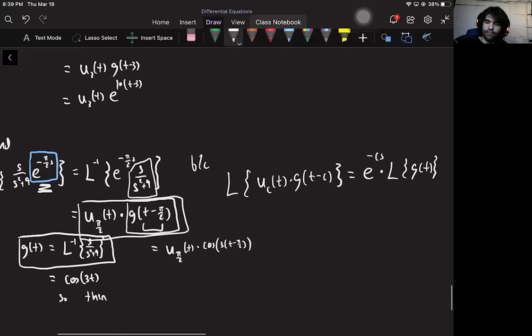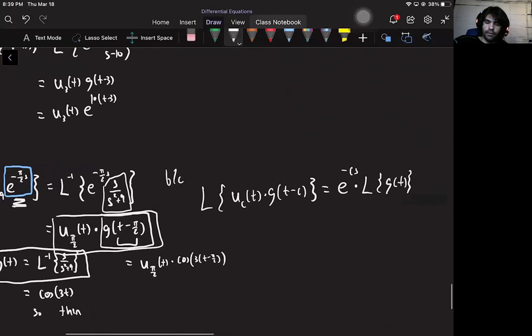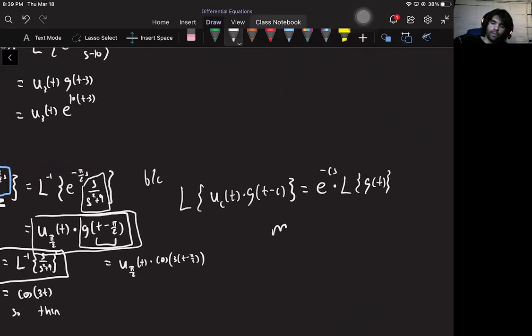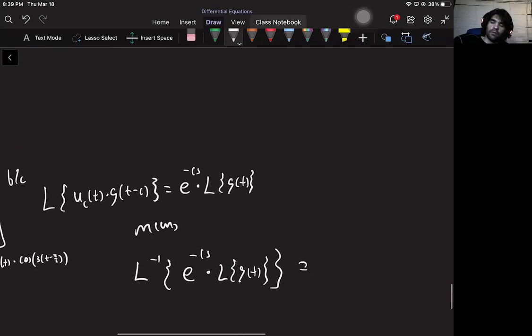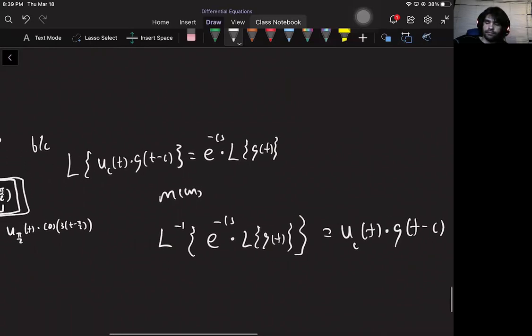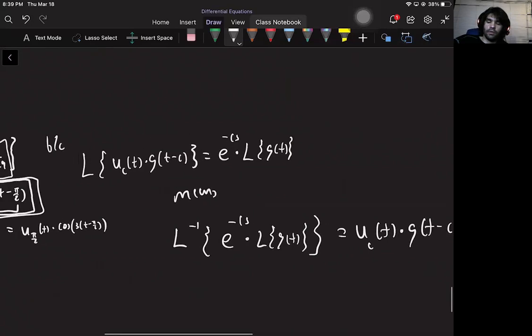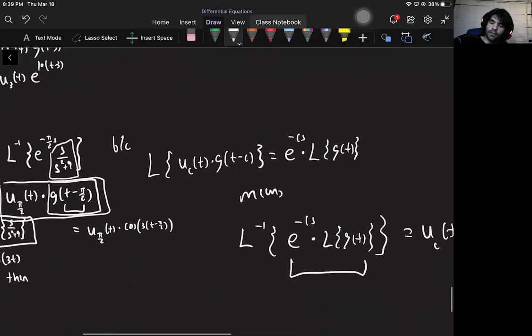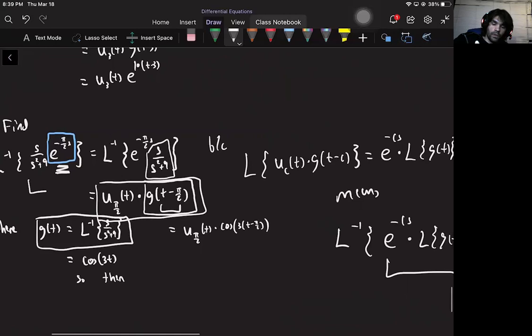So we're saying that because of this, the inverse Laplace transform of something of this form equals the step function times the shifted amount. And so what we're doing is we're starting off with something like this on the inside. That's what's going on there.